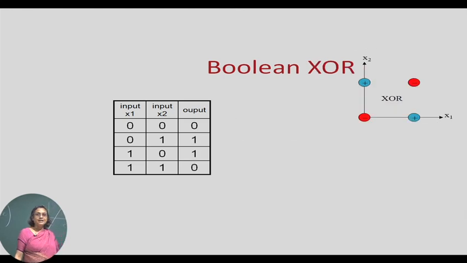But when we have the XOR function, which is 1 if exactly one of the inputs is 1, and 0 if either both of them are 0 or both of them are 1. That is the XOR function, and as we can see, there is no linear decision boundary that separates the 0 points from the 1 points. So, in order to represent this function, we can go for multi-layer perceptrons.